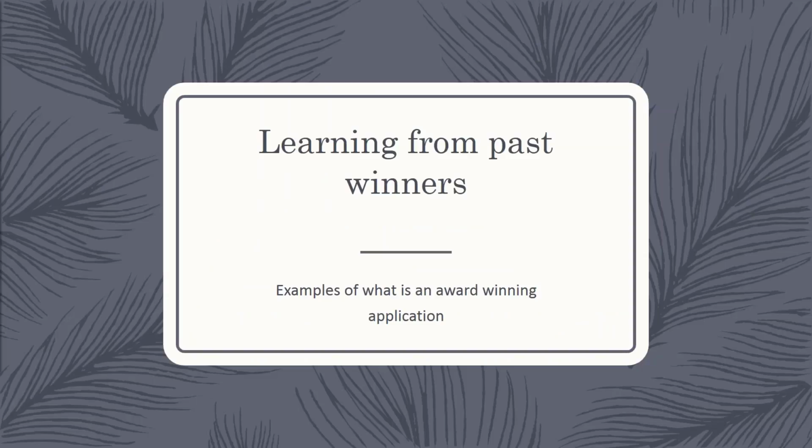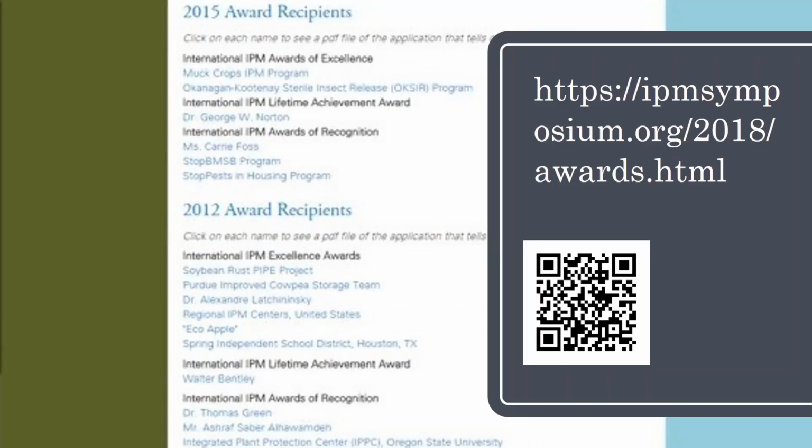So, learning from our past winners, I will tell you right now that if you do nothing else, if you look at the past applications that were awarded, you will be miles ahead of your competition. Okay? So when you get to the International IPM Symposium Awards page, if you scroll down below the awards, you will see the 2015 award recipients, the 2012 award recipients.